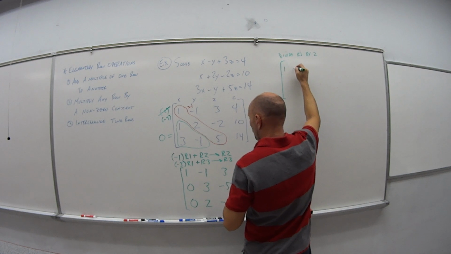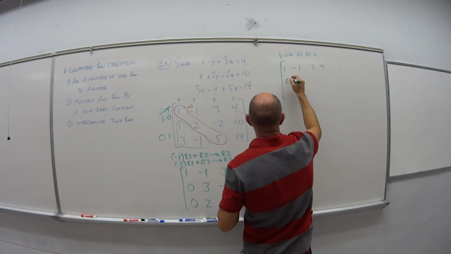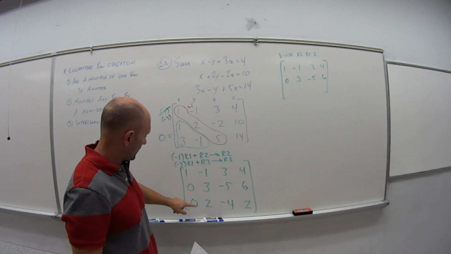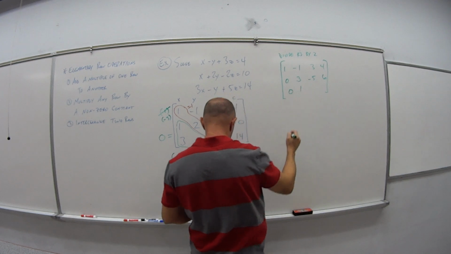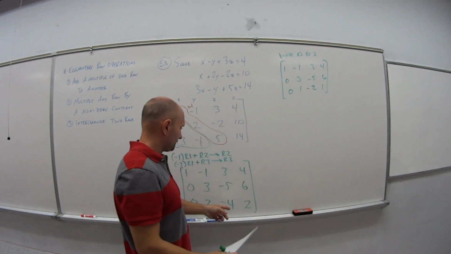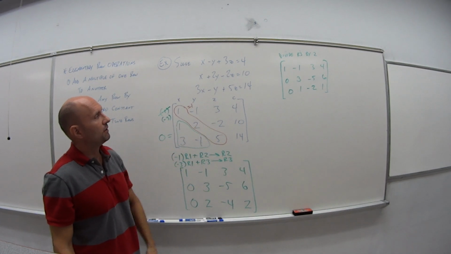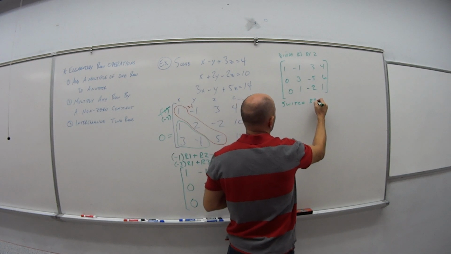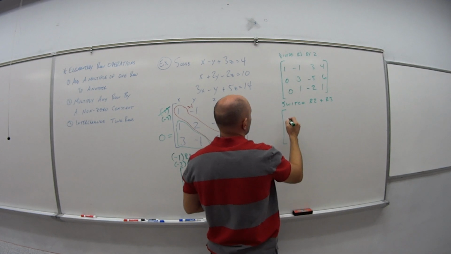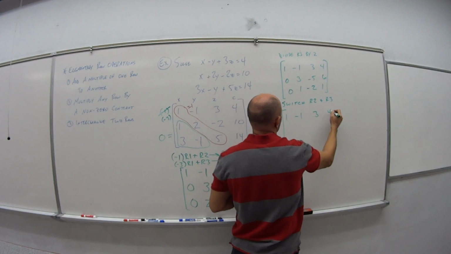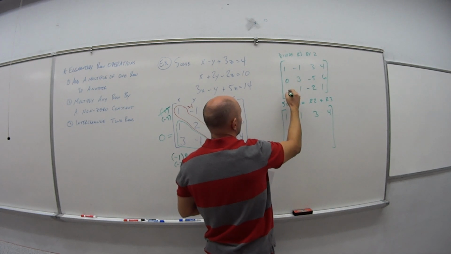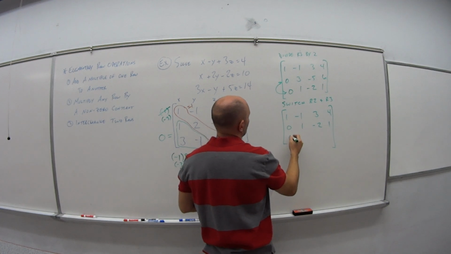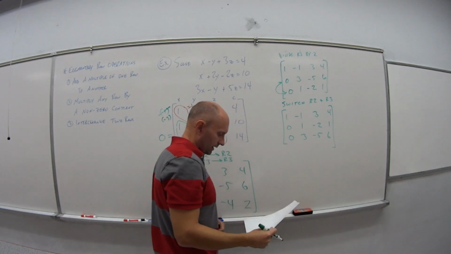So if I do that, leave row 1 alone: 1, -1, 3, 4. Row 2 alone: 0, 3, -5, 6. And now if I divide row 3 by 2, I get 0, 1, -2, and 1. Again, I want 1s on that diagonal. So if I switch row 2 and row 3, now what do I get? I get 1, -1, 3, 4. Switching these, I get 0, 1, -2, 1. And then the bottom one becomes 0, 3, -5, 6.